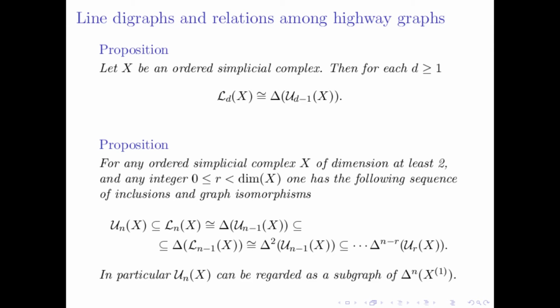So at the end of the day, U n X can be regarded as a subgraph of delta n times, the repetition n times of the line digraph of just the one skeleton of X. So the one skeleton of X, as you expect, because the connectivity of your graph actually determines everything. That's what it's supposed to be doing. And in fact, what this is telling you is that the upper n highway graph is actually a subthing of just repeating n times the construction of the associated line digraph of the directed one skeleton.